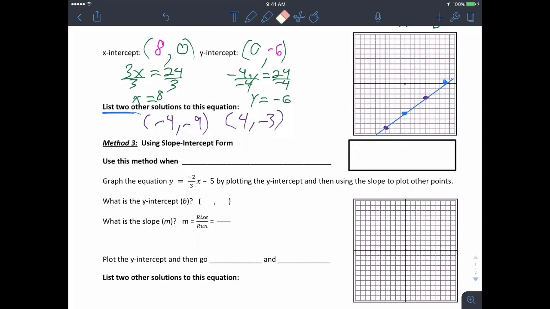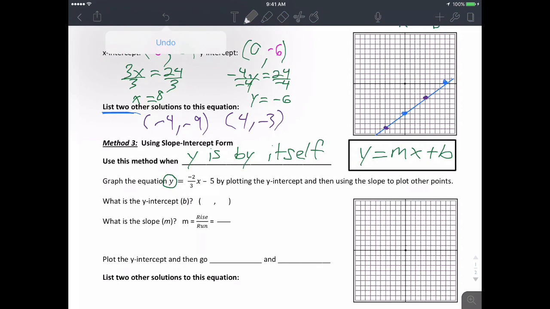So the third method is called using the slope-intercept form. Now, which of these equations is the most famous equation called slope-intercept form? All right, very good. So this equation is y equals mx plus b, where b is the y-intercept and m is the slope. So we need to use this method when y is by itself. Okay, so looking at this equation right here, y is by itself, so we can use slope-intercept form.